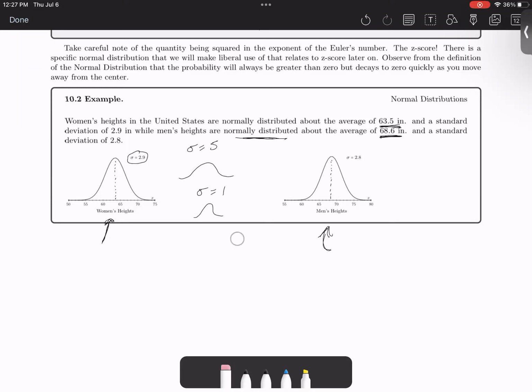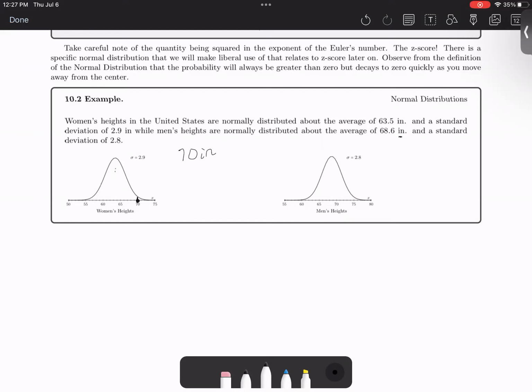Let's take a point on both of these curves and compare what they mean. So let's take an individual that has a height of 70 inches. If it's a woman that has a height of 70 inches, she's right here. So that's pretty significantly far to the right.